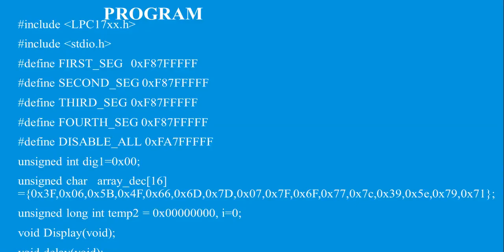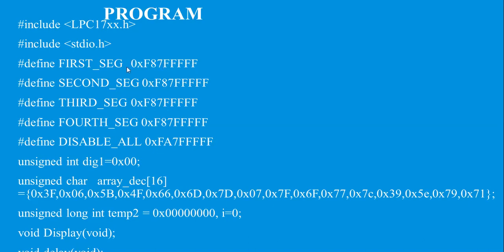Now let us look into the program. The first couple of statements include the header files. One header file is lpc17xx.h, where all the registers pertaining to the LPC1768 are defined. The next one is the standard input output header file, and after that we declared 5 global constants, namely first_segment, second_segment, third_segment, fourth_segment, and disable_all. For these, constant values are assigned.